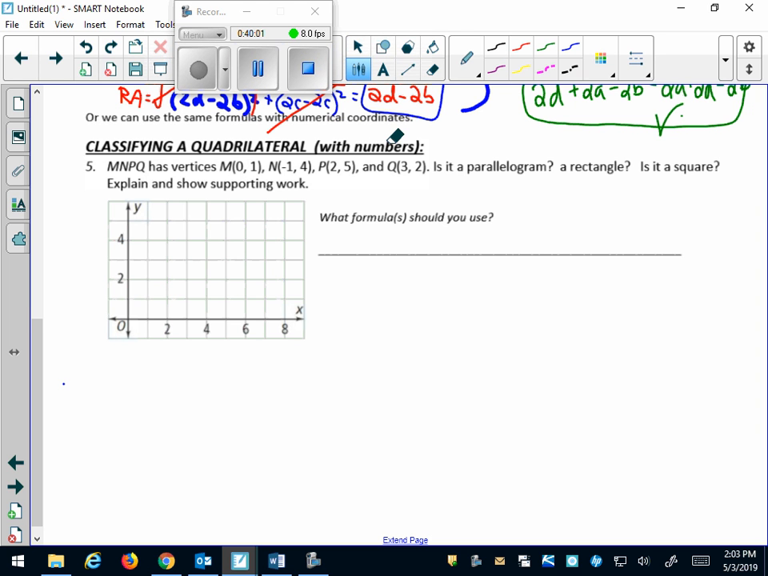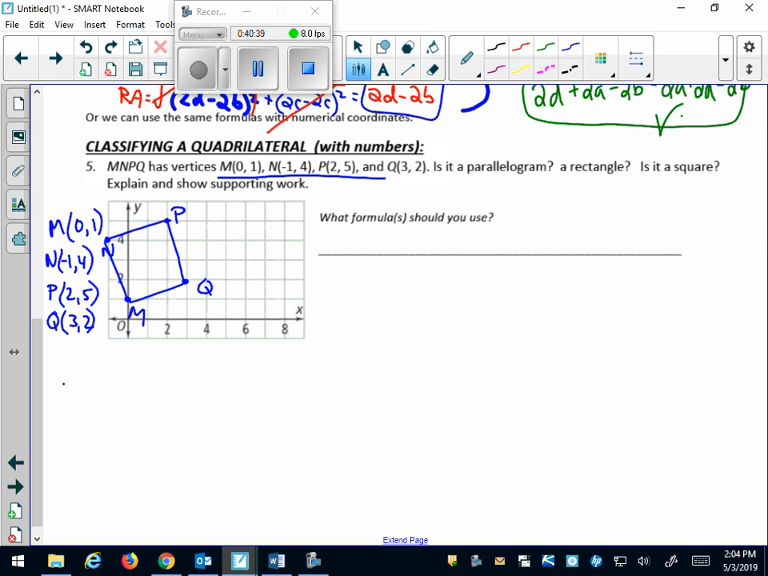M is the point 0, 1. N is the point negative 1, 4. I'm reading right here. Negative 1, 4 is N. P is the point 2, 5. And Q is the point 3, 2. What shape do you think this is? It's probably a square. Can we tell for sure? Not really. I mean, we have to kind of prove it.